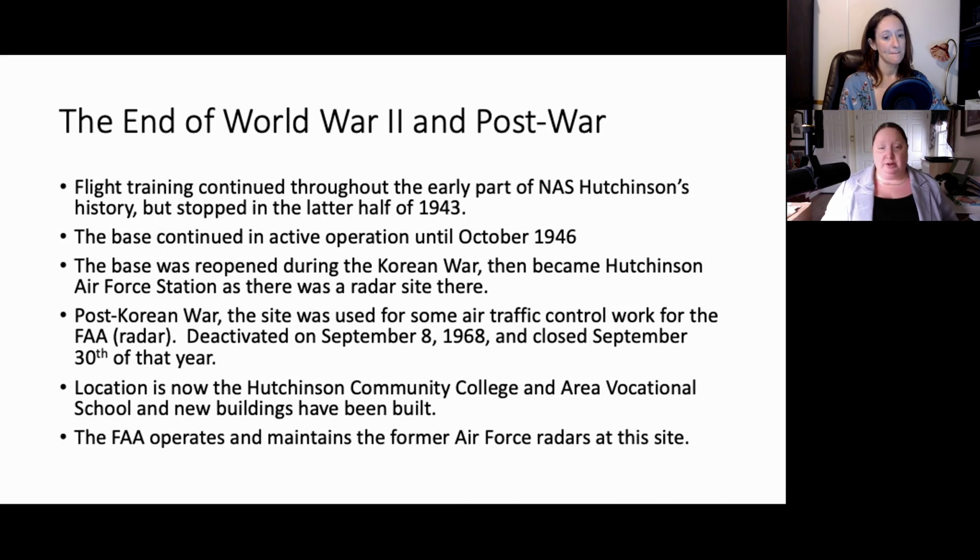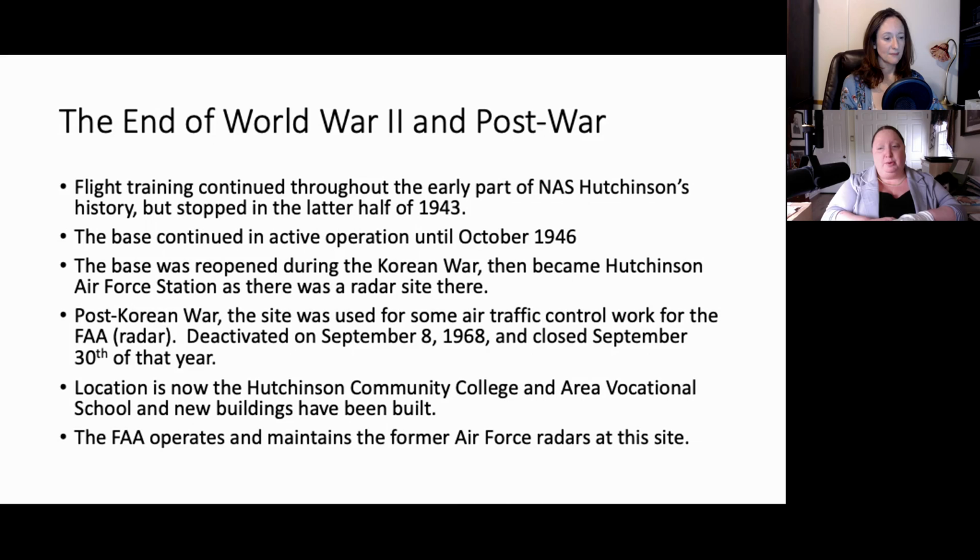Now, the Korean War starts. So then it becomes Hutchinson Air Force Station. So it switches over to the Air Force controlling it. And they had a radar site there. So they're going to be using that because it's already installed, pretty significantly there. And that's going to continue for a bit. And it's basically air traffic control work that's going on. The Federal Aviation Administration, the FAA, is going to be using those radar systems there. But then they deactivate that, at least the air traffic control portion of it, in late 1968. On September 8th, 1968, and then it closes again.